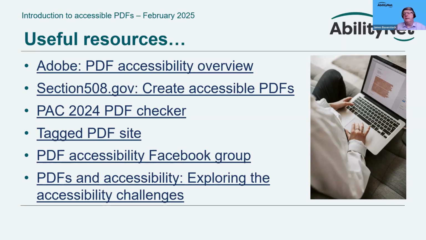And then finally on there, there's a link to a resource that was just published very recently by Alistair McNaught about PDFs and accessibility, exploring the accessibility challenges. And this discusses the challenges of PDF accessibility, particularly in a higher education context. But it's a very good read, and it's very good on the limitations of PDF accessibility and the difficulties of making PDF fully accessible, and what workarounds and alternatives you can employ.